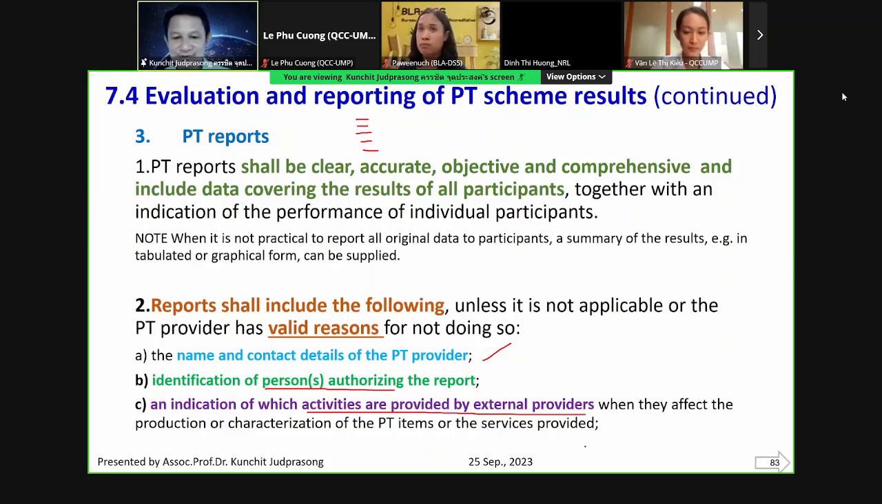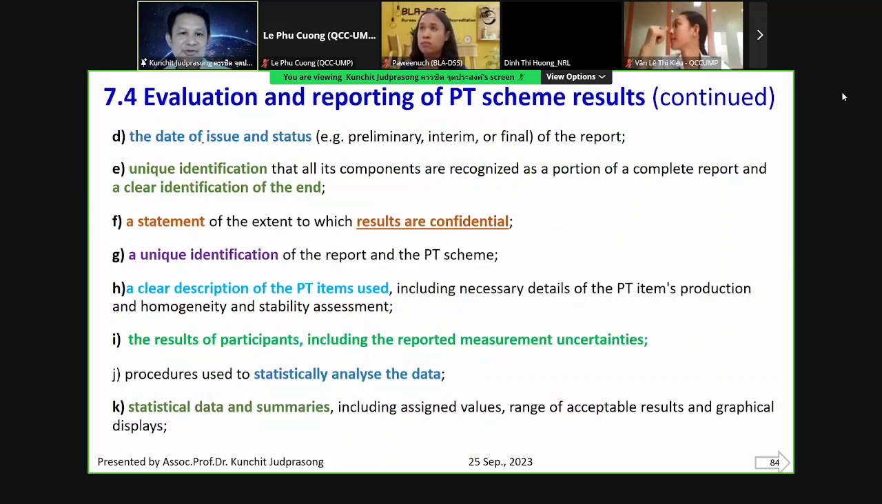But usually you use the external provider to prepare or to test the hormone, to test the state. The date of issue, the status again, prelim, interim, the final, depends on you. You may have to make a decision: do you need to have this or not? If not, you can have only the final report. It's fine. You do not need to have everything.